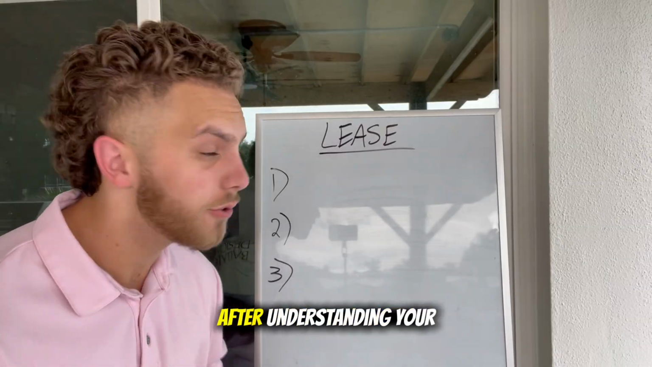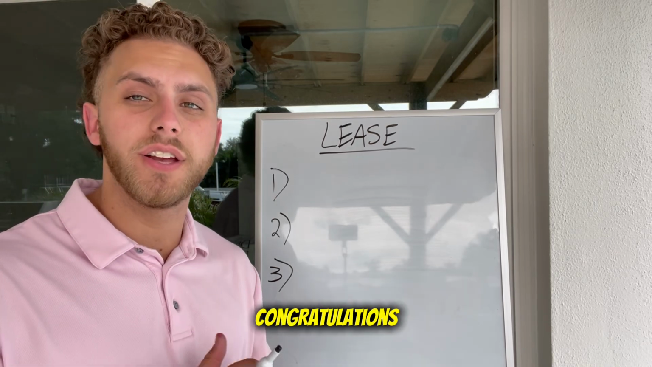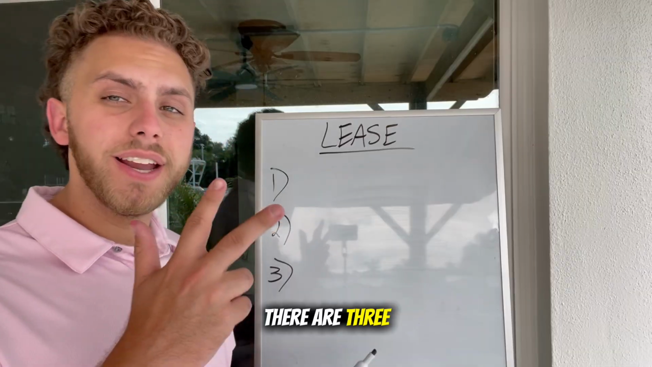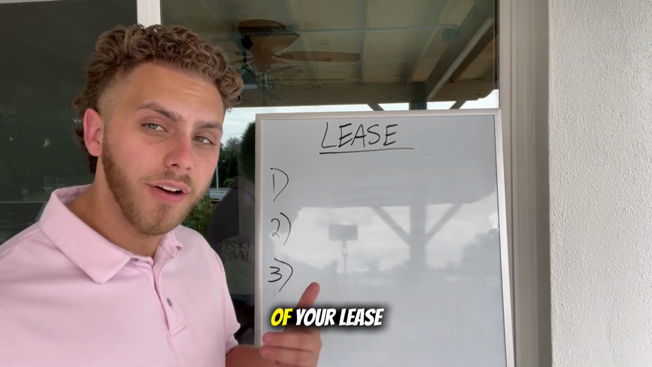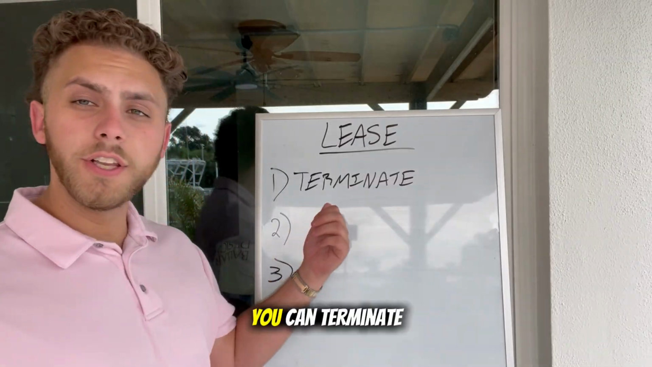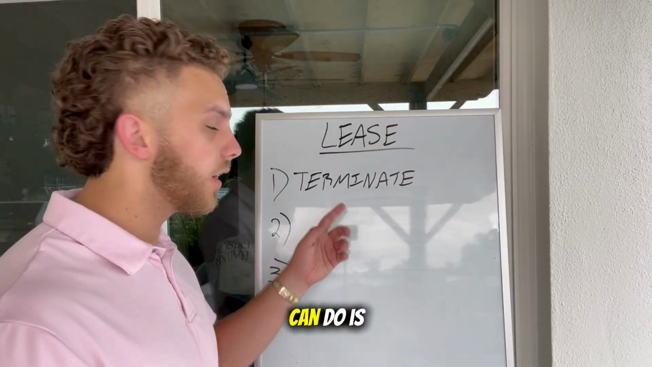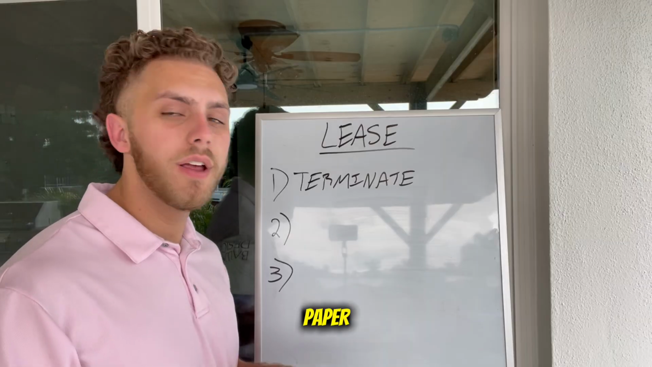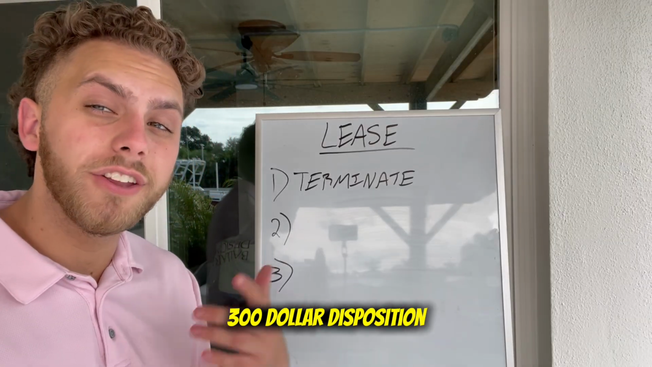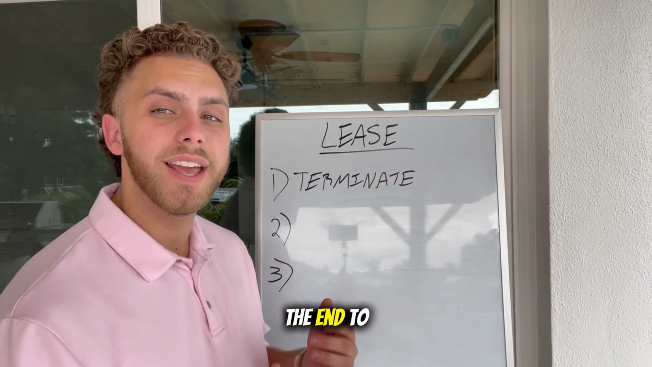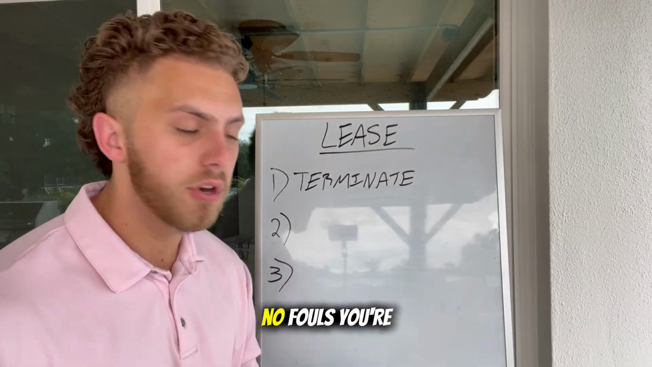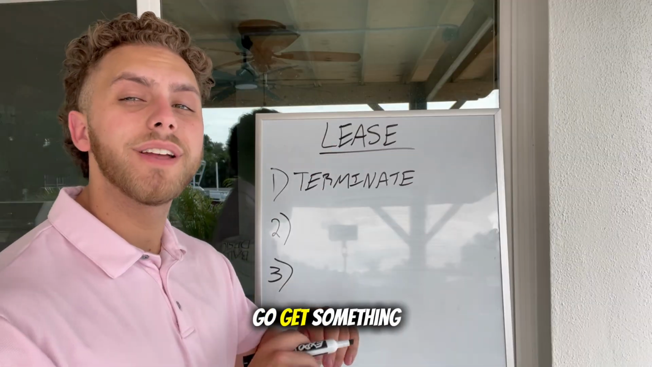The next thing, after understanding your lease: you signed up for the lease, congratulations. What happens at the end? There are 3 different options at the end of your lease. The first one, you can terminate it. You go into the dealership, drop the keys off, sign one paper, and you're going to get billed that $300 disposition fee. Remember, that's what it costs us at the end to turn in the car. But you can just terminate it, walk away from it, no harm, no foul. You're completely done, you get to go get something else.